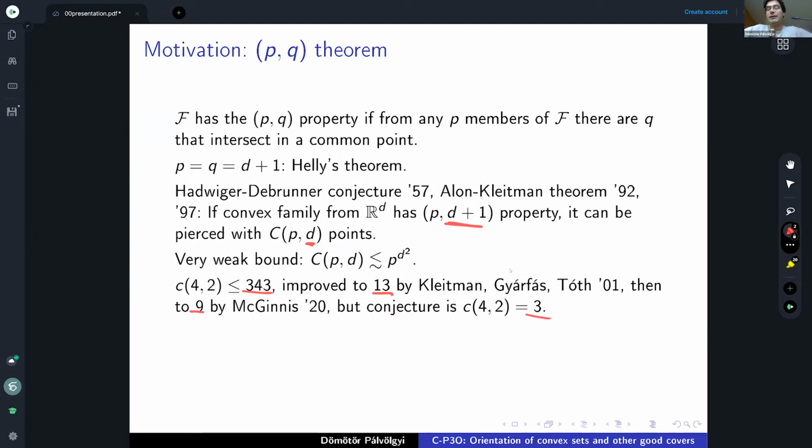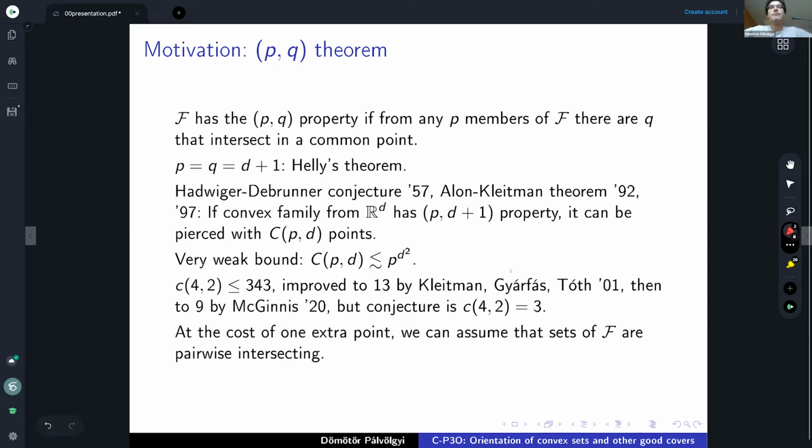To get an improvement in the plane, we must look at the intersection structure of convex sets. And a first step is that at the cost of just one extra point, we can assume that the family that we want to stab has all members pairwise intersecting. So any 2 convex sets intersect. I'm sure that many of you know the proof. I don't want to go into details. Just remember that from now on, when we look at the structure of convex sets, we can assume that the convex sets are pairwise intersecting.